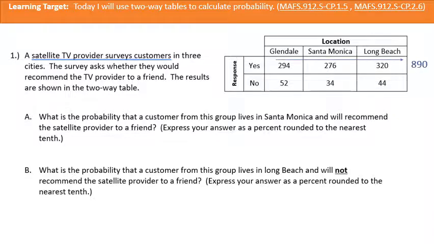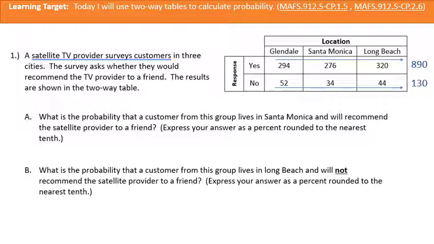We're going to start by looking at that yes response, and we're just going to add straight across. So we're going to take 294 plus 276 plus 320. If you don't have a calculator, go ahead, pause the recording, go grab one and come on back. But you can see if we add those numbers together, we should get 890. So 890 people total said yes to this survey. Does that make sense? Okay, well, how many people said no? We'll do the same thing. We'll add straight across that no row. So 52 plus 34 plus 44, and that's 130. So far, so good. I'm just finding my totals going straight across.